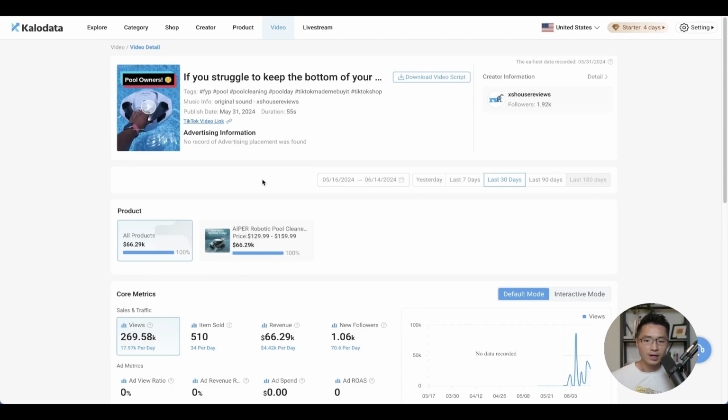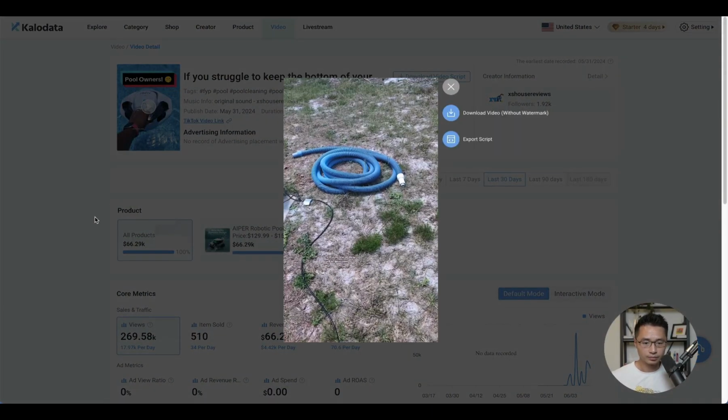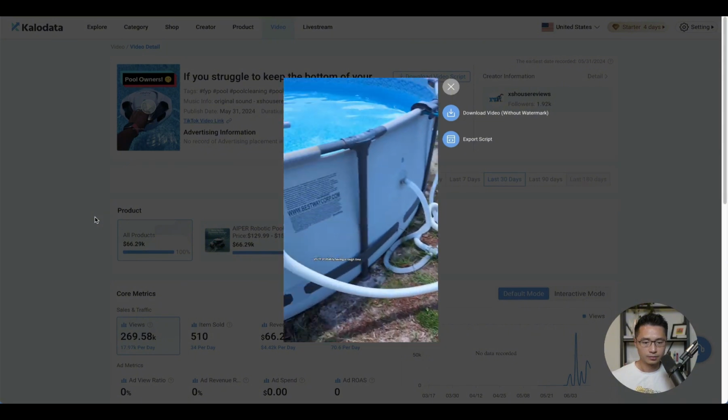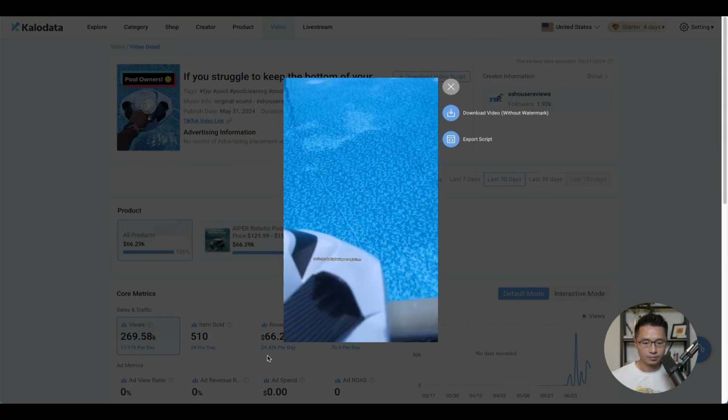Let's look at an actual example. If you're still using one of these to clean your pool, you're probably having a rough time, man.